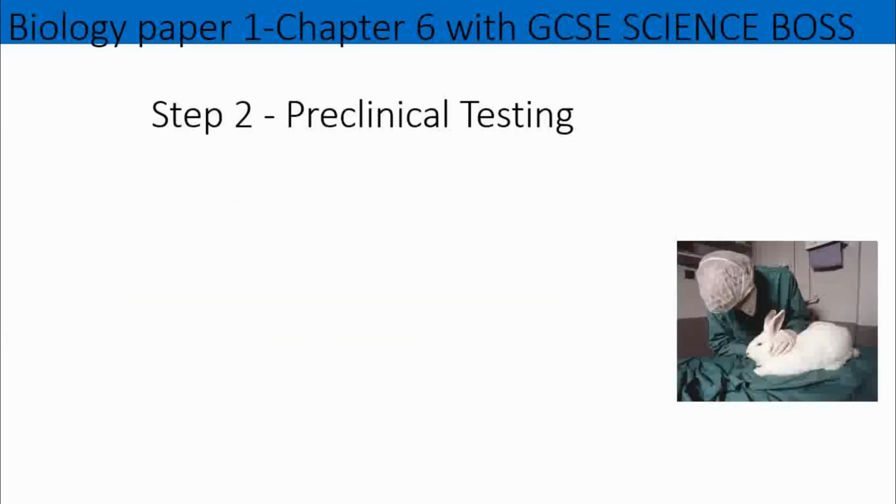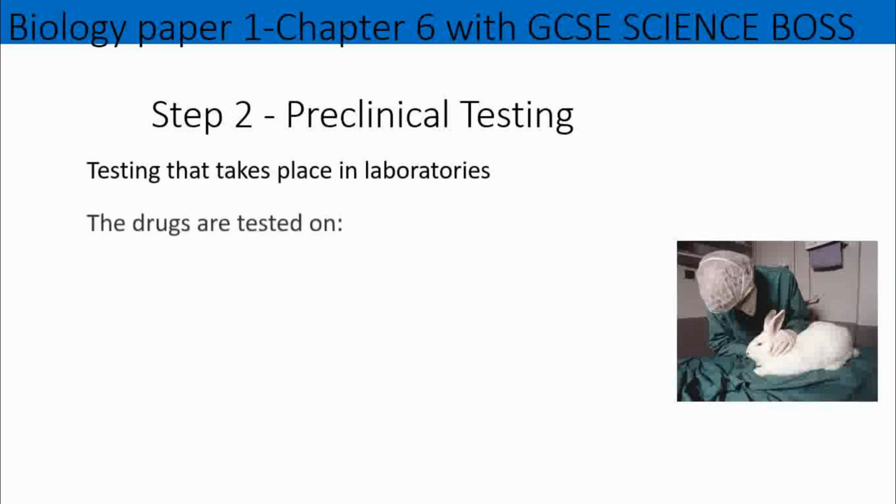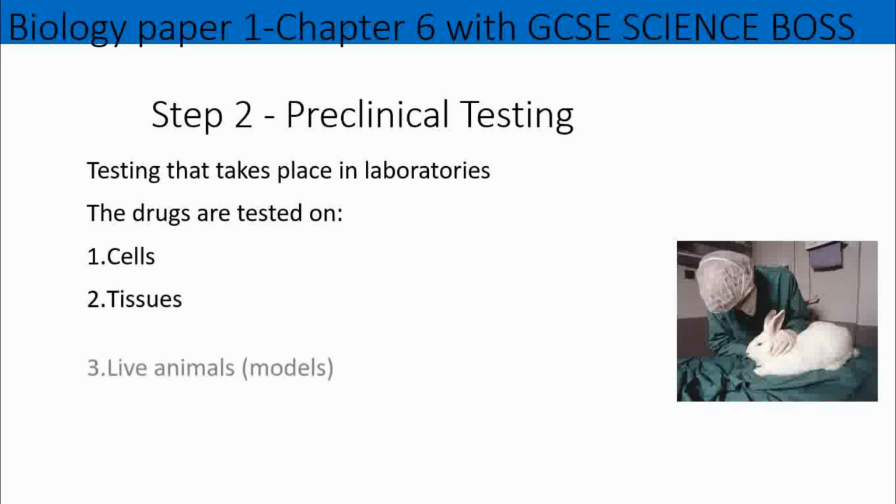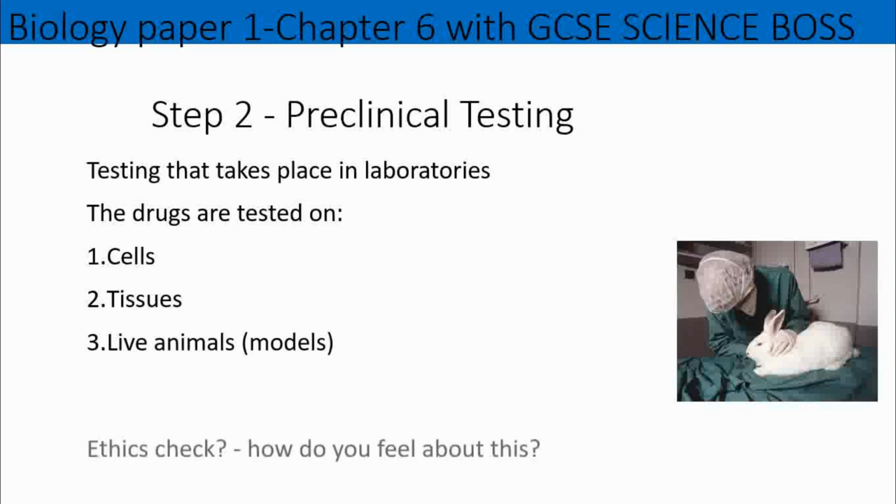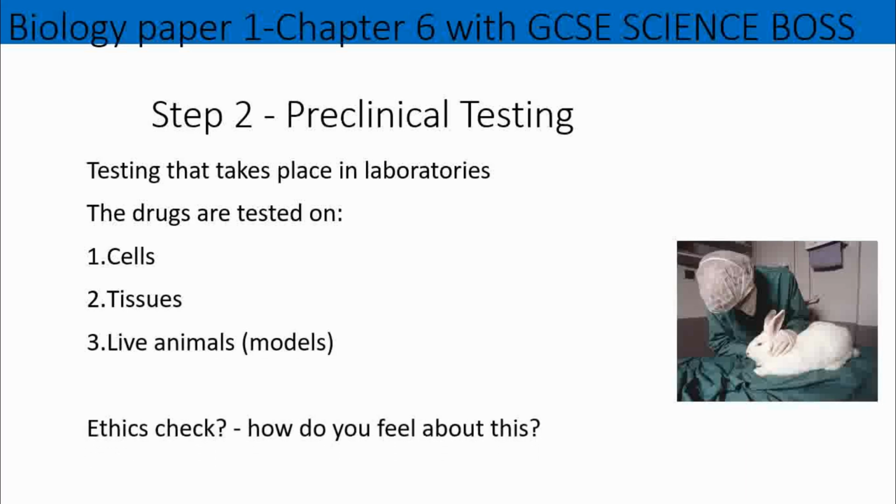Which then takes us to step two, which is preclinical testing. Here, the testing takes place in a lab, and drugs are tested on cells, on tissues, and on live animals. There are a lot of ethical issues behind this. So how do you feel about testing these drugs on animals and perhaps these animals dying over time? There are lots of ethical arguments for this. However, if we don't test it on animals, are we just going to go straight ahead and test it on people?